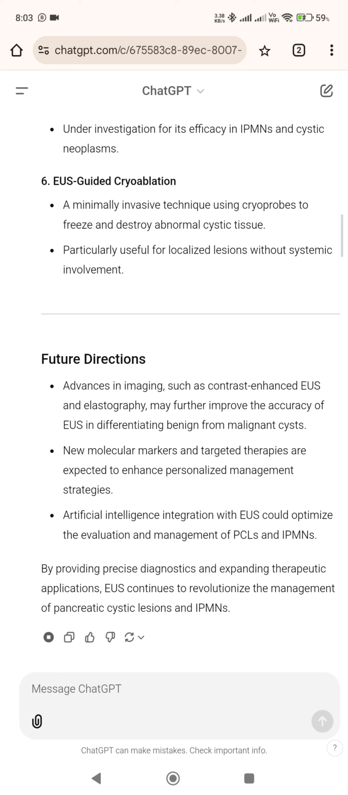Advances in imaging, such as contrast-enhanced EUS and elastography, may further improve the accuracy of EUS in differentiating benign from malignant cysts. New molecular markers and targeted therapies are expected to enhance personalized management strategies. Artificial intelligence integration with EUS could optimize the evaluation and management of PCLs and IPMNs. By providing precise diagnostics and expanding therapeutic applications, EUS continues to revolutionize the management of pancreatic cystic lesions and IPMNs.